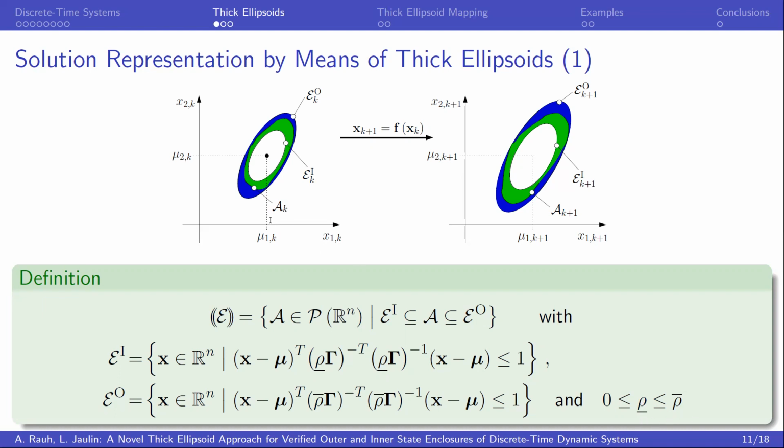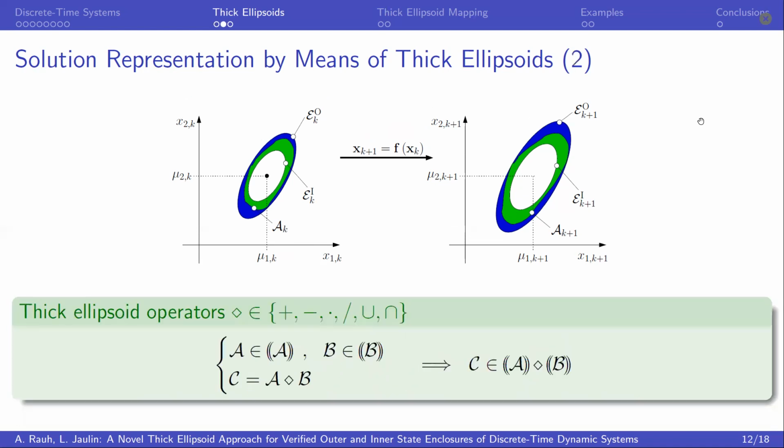Now our goal will be to map the corresponding green domain from one time step to the other and to represent the exact mapping again by an enclosure from the inside and the outside. That means by a thick ellipsoid in the new time step. For that purpose, we have to define thick ellipsoid operators which account for addition, multiplication, subtraction, and division, union and intersection operators, where both of the operands are described by thick ellipsoids.